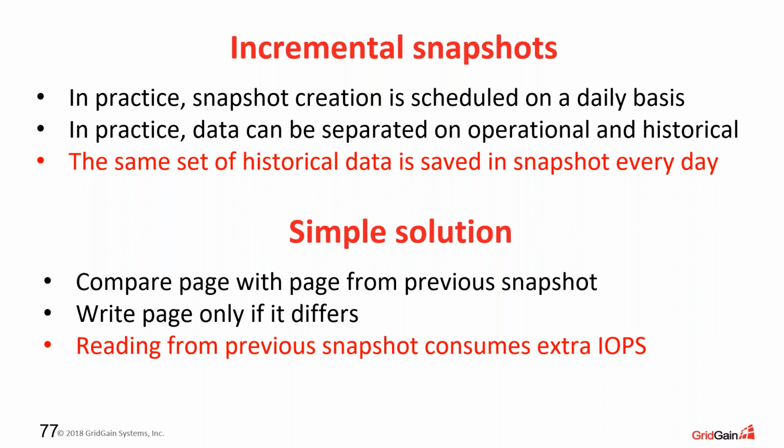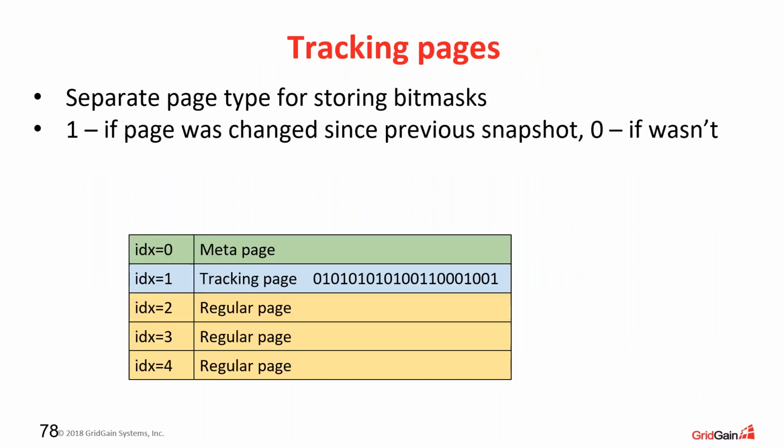And when we perform such an incremental snapshot, we save write I/O operations because we write only the operational data set. It's, for example, 10%. But we still have to read 100% of pages from the previous snapshot in order to understand whether or not we should write a page to the incremental snapshot. And we still consume a lot of I/O operations. We may work around this, and we did it by using tracking pages.